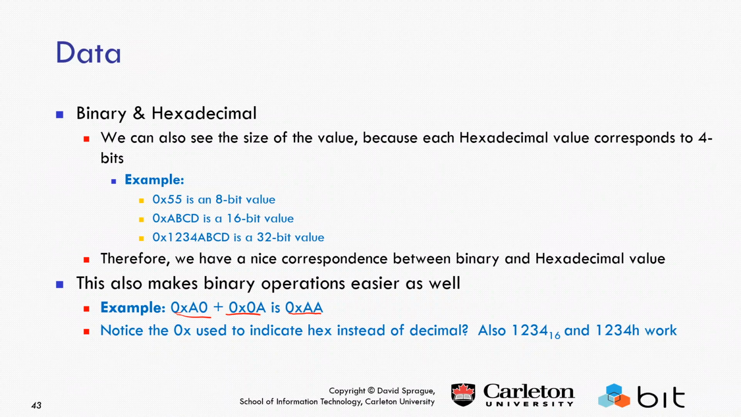So I could take F0 plus 0F, and it will give me FF, right? It's the same idea. As long as I have a 0 in one of those positions, it's not going to affect the other numbers, and I don't have to worry about rolling over or anything like that. There are little shortcuts I can do.